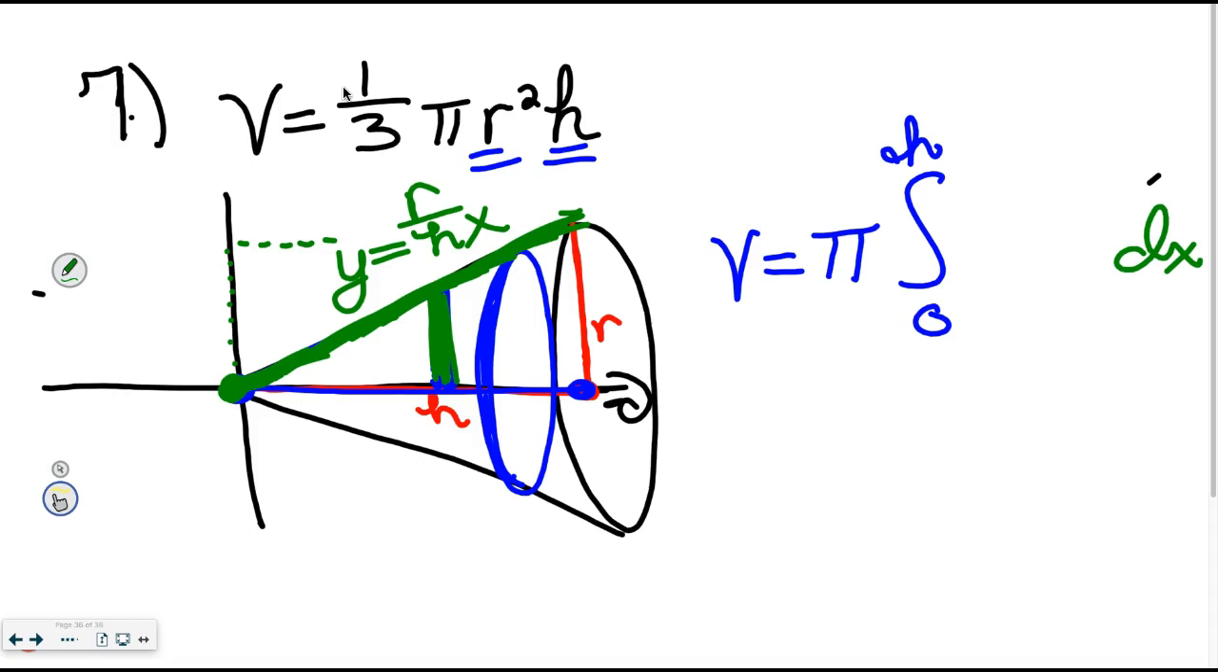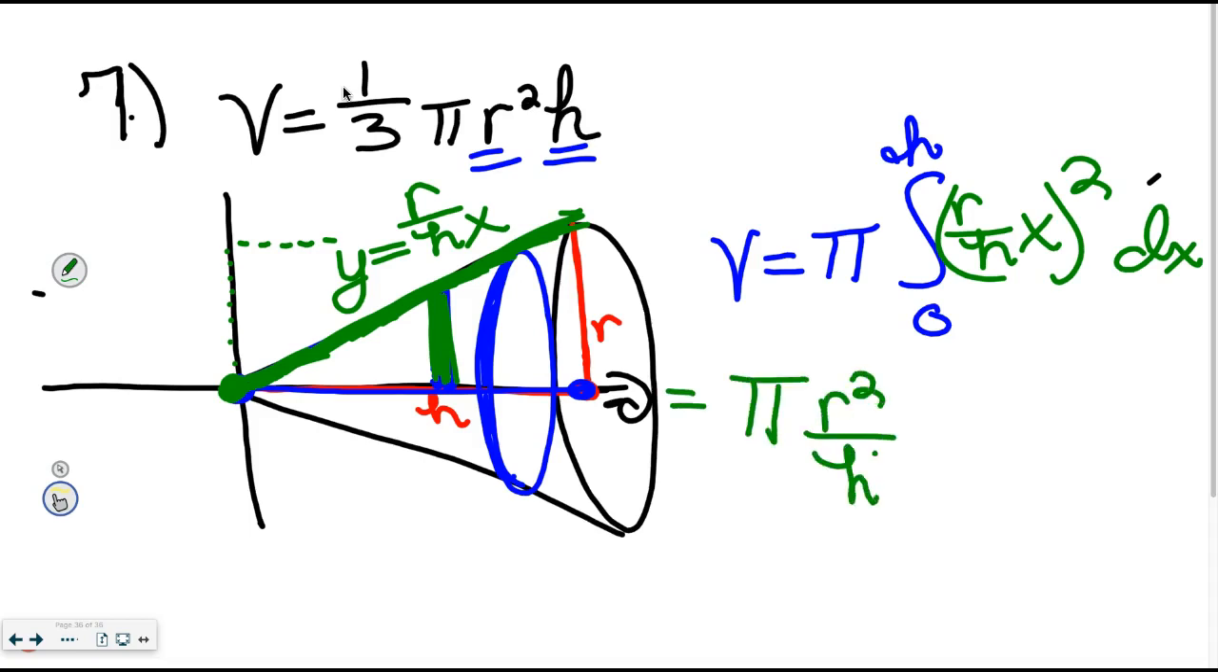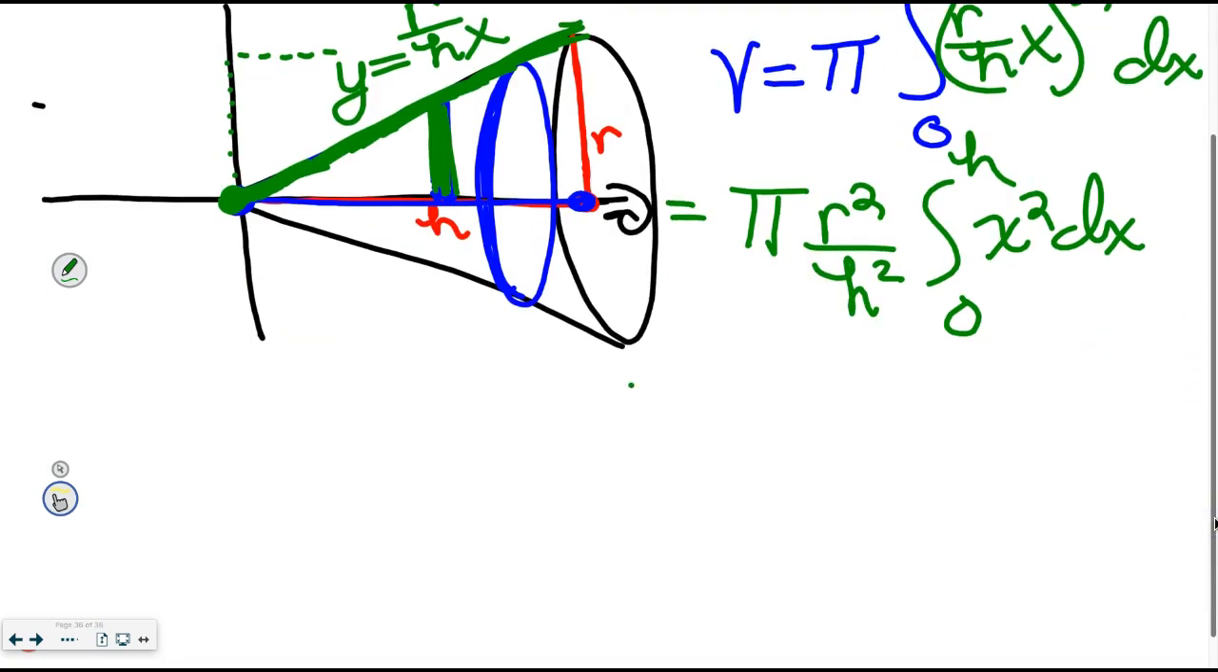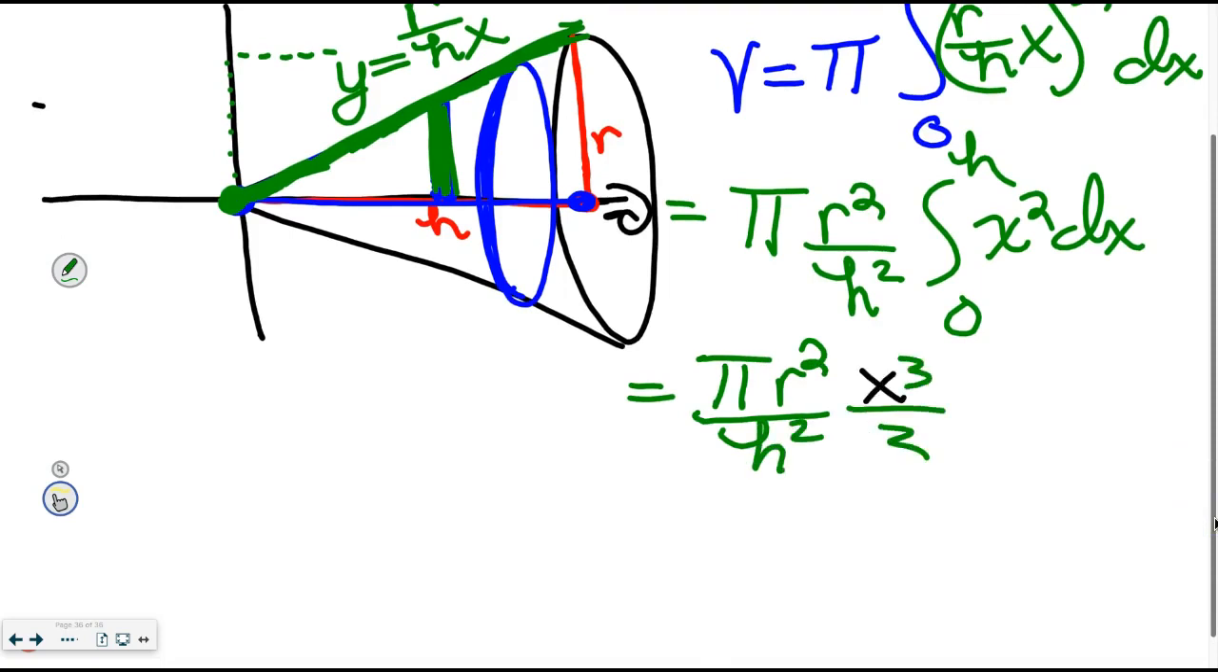So when we do pi times big R squared, that's what goes in there. So I'm going to keep the pi out front. The r squared and the h squared can come out front because they're part of the constant. I'll integrate from 0 to h of x squared dx. When I integrate, I'll get x cubed over 3, right? And I will be doing that from 0 up to h.